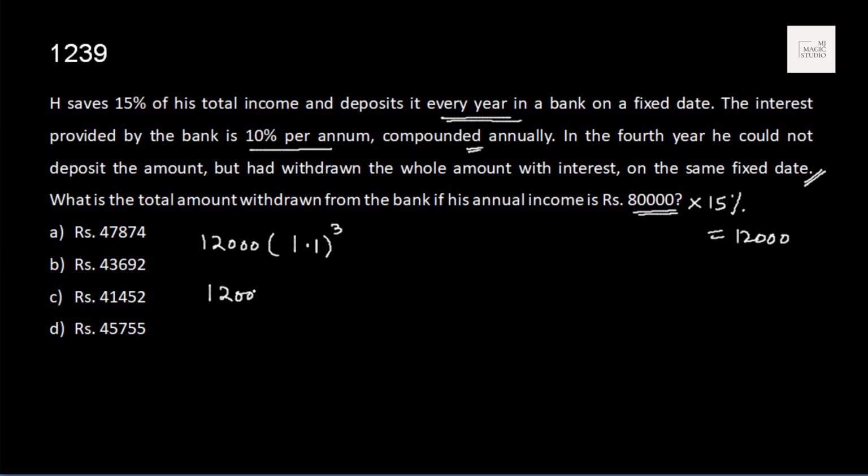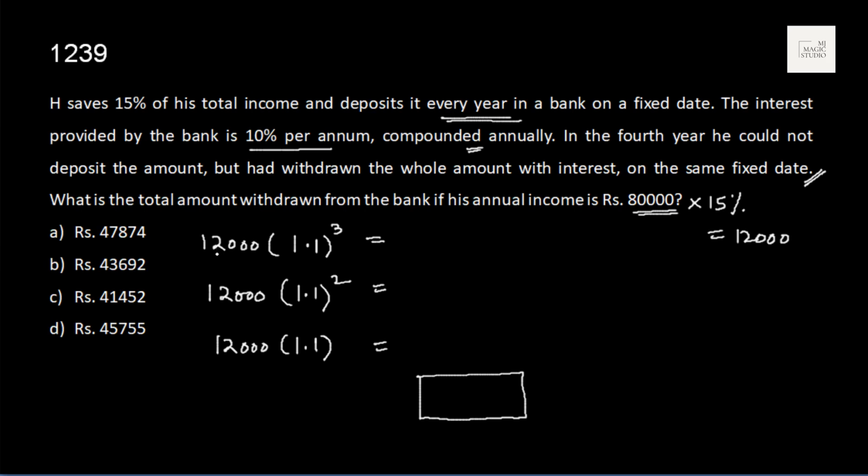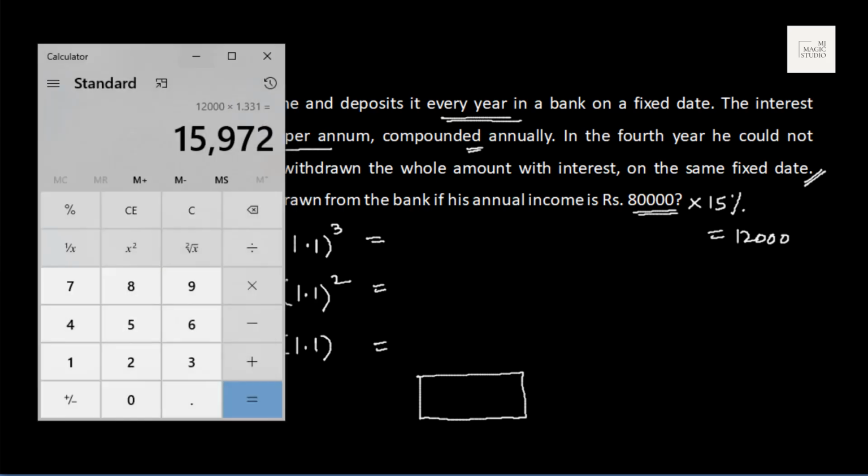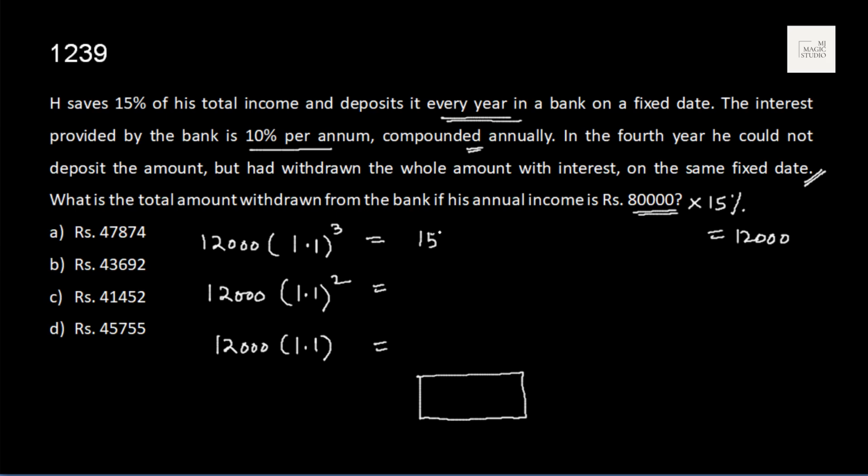Next deposit, the very next year, he would get interest for 2 years. And for the third deposit, he will get interest for 1 year. So the total of these 3 would be the amount that he would be withdrawing at the fixed date in the 4th year, isn't it? So 12,000 into 1.1 whole cube, that is 12,000 into 1.331, will give me 15,972.